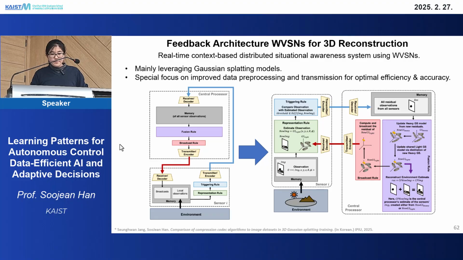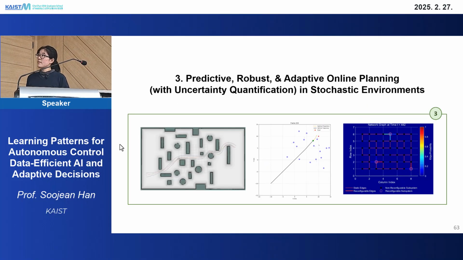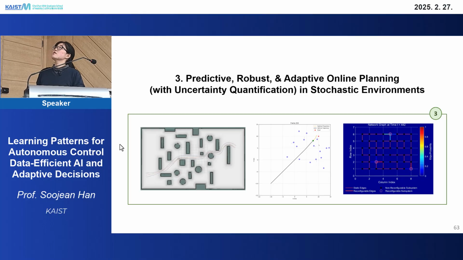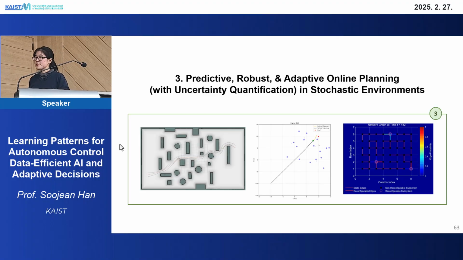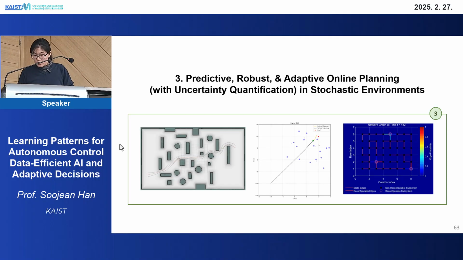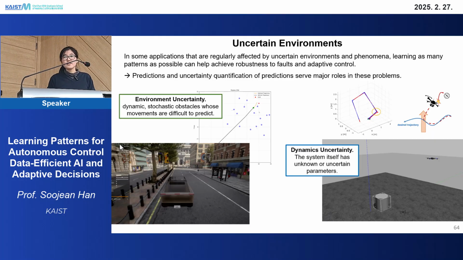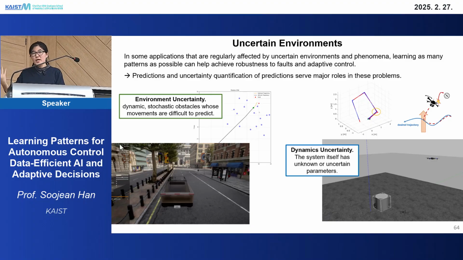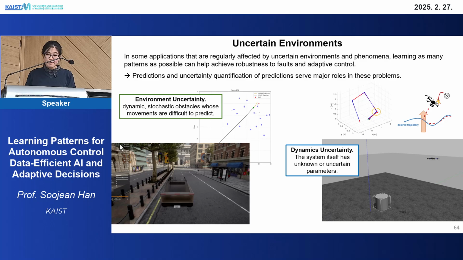So now, the last topic that I want to talk about is predictive, robust, and adaptive online planning with uncertainty quantification in stochastic environments. So, what's the motivation here? Well, our lab is autonomous control for stochastic systems. So stochastic systems is what we're interested in.